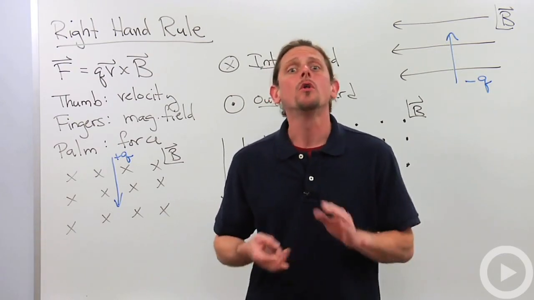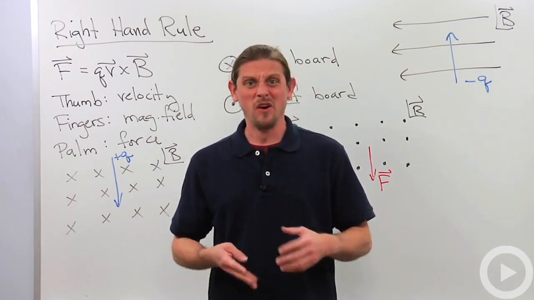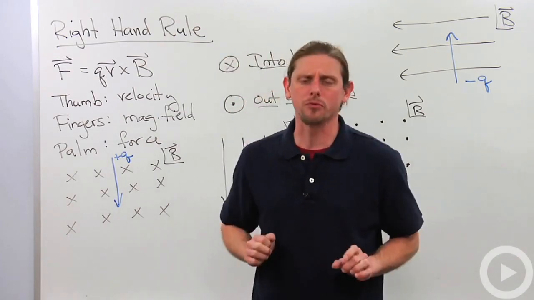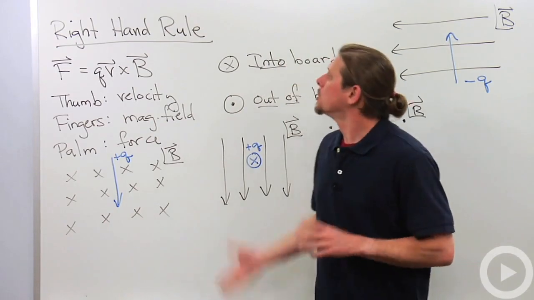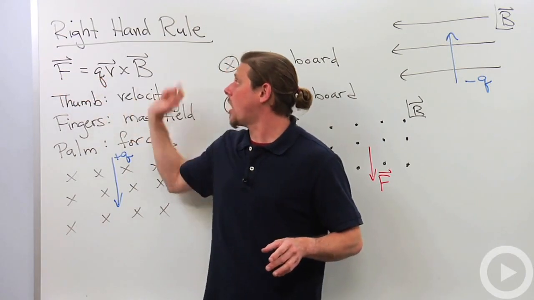And I'll show you 3 different right-hand rules. Actually kind of 4, but really 3 are the same, and then one's a little different. Let's go through it and just see how it works. All right, so we start off with the Lorentz force law, F equals QV cross B.